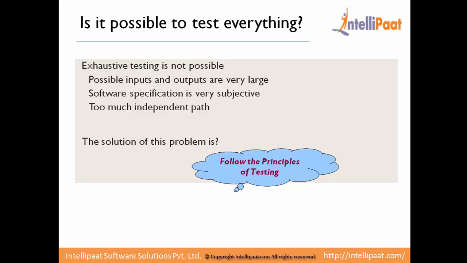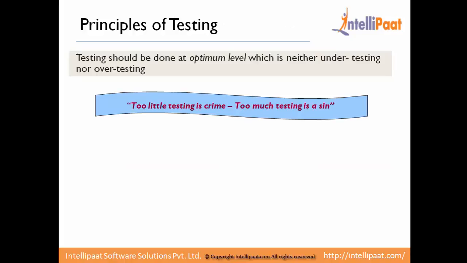Now, the solution of the problem is how do you determine how many positive test cases to be executed and how many negative testing to be done. For doing that, the simple answer is to follow the principles of testing. Principles of testing: testing should be done at optimum level, which is neither under testing nor over testing. Now this is a very good line which basically gives us the boundary of what testing needs to be executed.